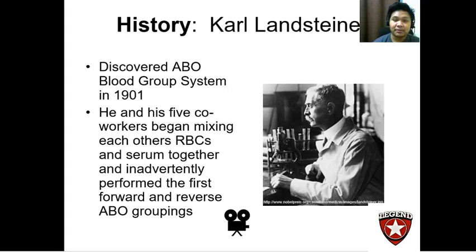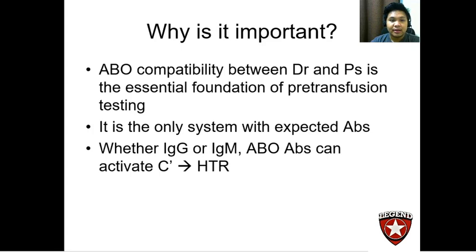The ABO blood group system was discovered in 1901 by Karl Landsteiner. He and his 5 co-workers began mixing each other's RBCs and serum together and inadvertently performed the first forward and reverse ABO groupings. ABO compatibility is important because ABO compatibility between the donor and the patient is the essential foundation of pre-transfusion testing, and it is the only system with expected antibodies.